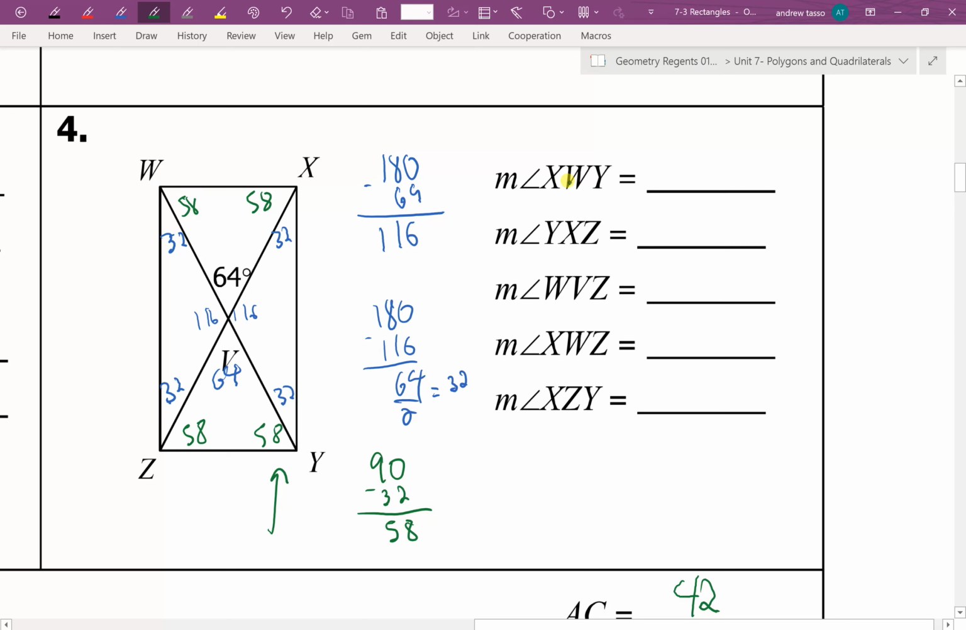The measure of angle XWY. So X to W to Y is 58. YXZ, so starting at Y, going to X, going to Z, that's 32. WVZ, W to V to Z is 116. XWZ, X to W to Z, that's 90 degrees. XZY, X to Z to Y, that's 58.